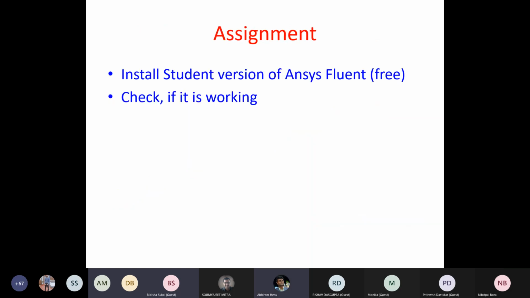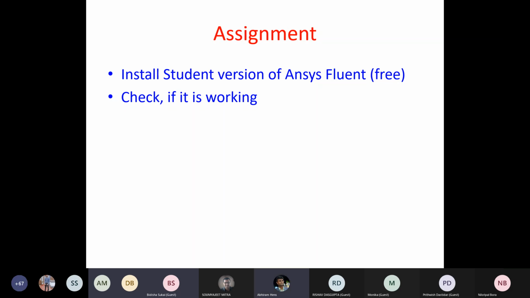So with this, I will now give the first assignment for the students, those who would like to learn it. Try to install the student version of ANSYS Fluent, which is free. If you go to the ANSYS Fluent website, I think for 1 year or 2 years it remains valid. If you register with a student account, you can download it and check if it is working. Just do this part and wait for my further instruction in the next class, which will be scheduled next Saturday.